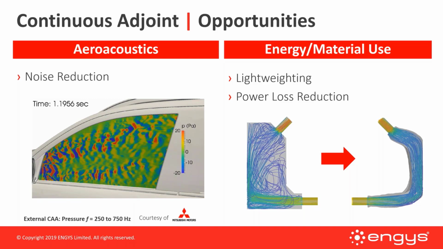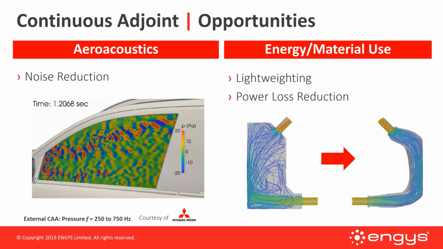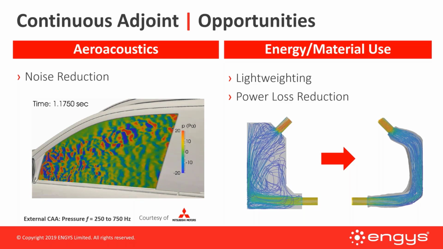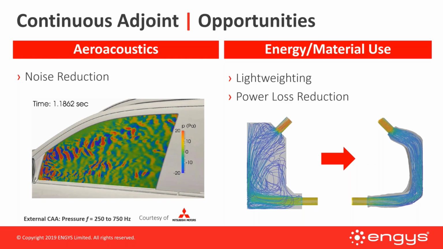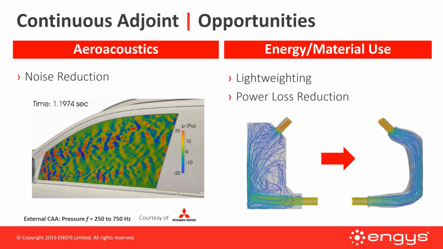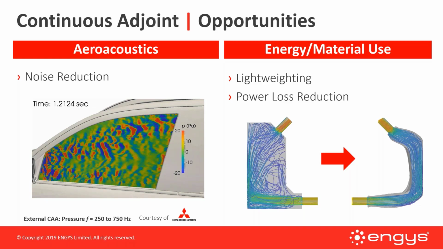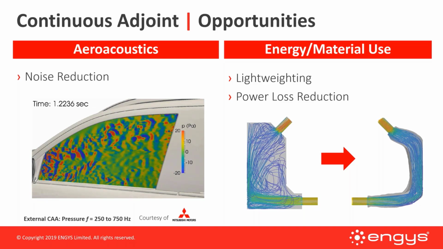Next is reduction in power losses. So these components will take a certain amount of energy to push a process fluid through that component. And we're able to optimize based on the idea that we want to reduce these power losses.